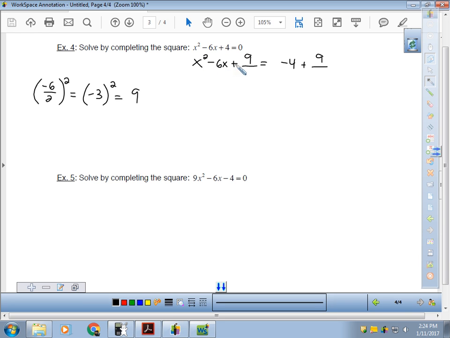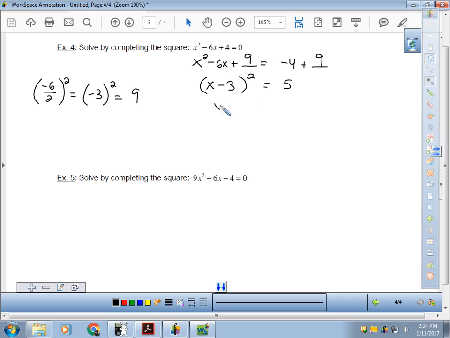Now, on the left-hand side, we have a perfect square trinomial, so it will factor. So I'll have parentheses squared. In this parentheses, I'll have an x. And next to this x, we will write down what was in the parentheses over here, which was a minus 3. Over on this side, negative 4 plus 9 gives us 5. So now we have this equation. We've changed it into x minus 3 squared equals 5.